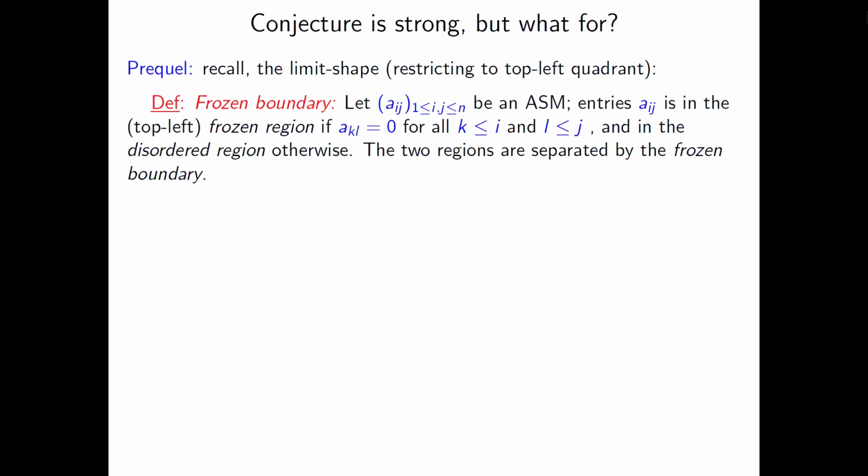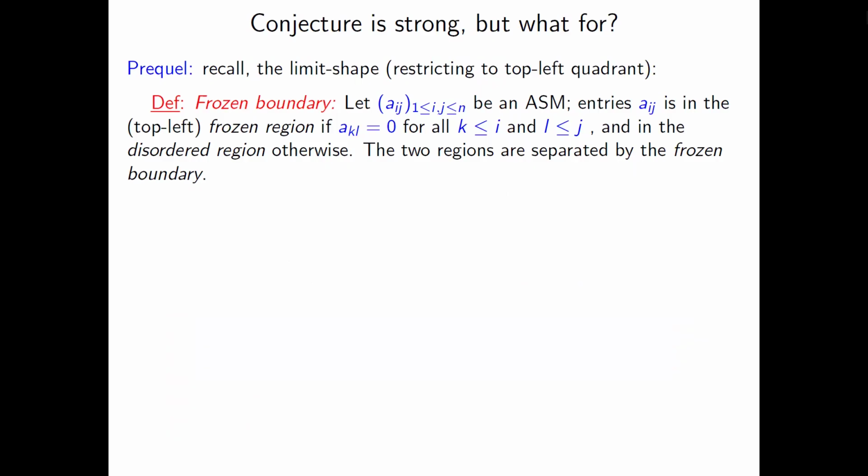And why is this conjecture useful? Because when you have some limit shapes, then you want to find the fluctuations. You consider n large but not infinite, and then you want to see what the fluctuations are of the frozen boundary around the limit shape that you have calculated. So what is a frozen boundary?